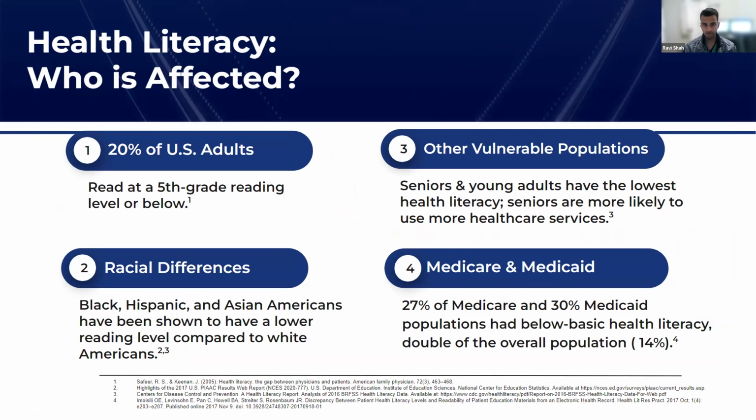The United States Department of Education has published some data about this. In 2017, the Black and Hispanic American populations had a low reading level, while most people in the white American population had a high reading level. At the same token, we know that seniors and young adults were found to have the lowest health literacy, and seniors are most likely to use more healthcare services. They have more chronic conditions, and they take more medications.